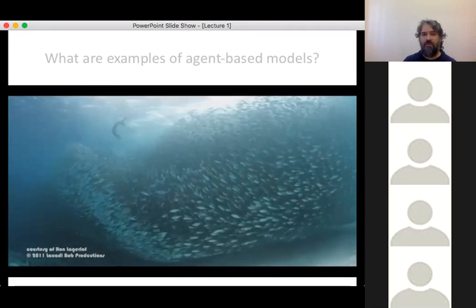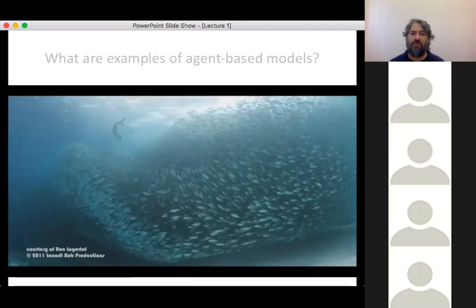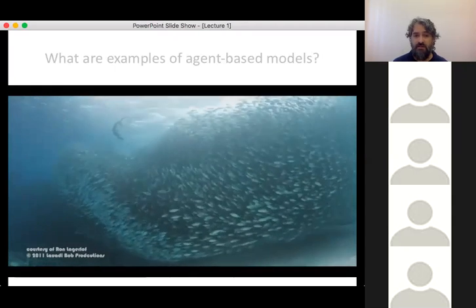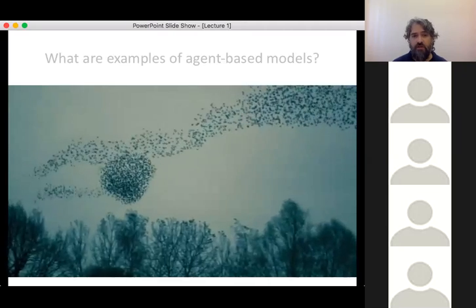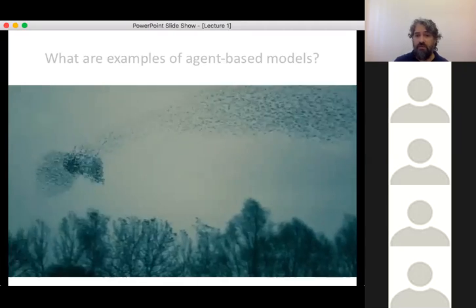Okay, here another example, scaling up. You can think about fishes and how they react to the presence of a predator, in this case a shark. And of course, you can go to birds that form this kind of structure.